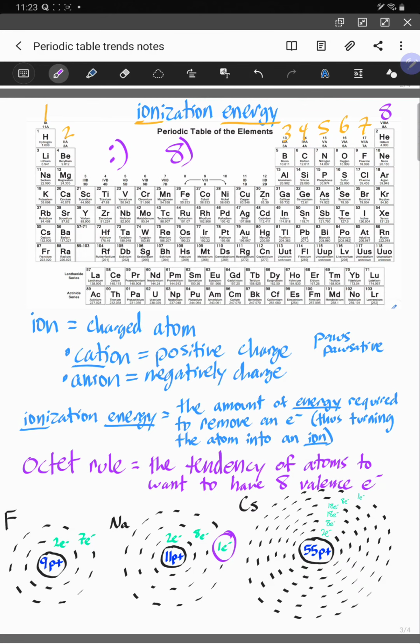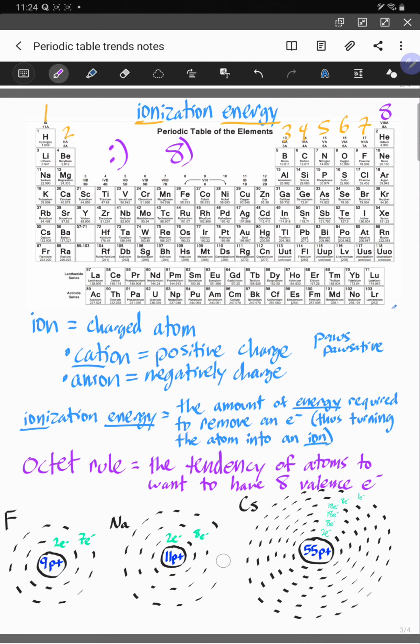And you might be able to pause the video and think about it. But yeah, go ahead and do that. How can sodium get to 8 valence electrons without adding 7? So if you thought about that, you might say, well, what if sodium, instead of gaining 7 electrons, what happens if it would lose this one?